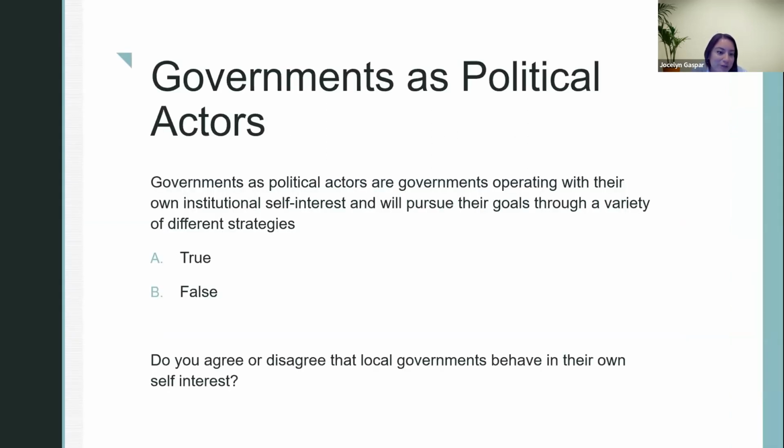So now I have a true or false question. Governments as political actors are governors operating with their own institutional self-interests and will pursue their goals through a variety of different strategies. Is this true or false?